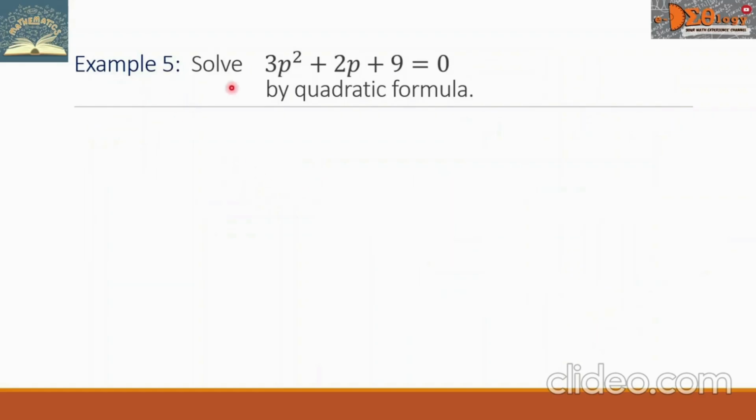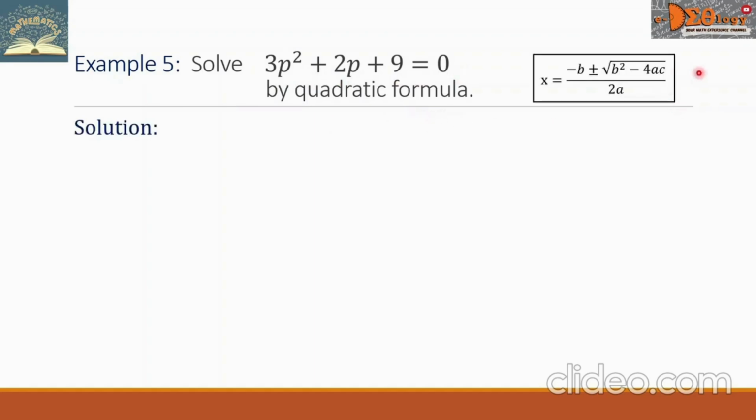Example 5. Solve 3p squared plus 2p plus 9 equals 0 by quadratic formula. Our quadratic formula is here. Now let us collect the values of a, b, and c. The a is the coefficient of p squared, so we write a equals 3. b is the coefficient of this middle term, so this 2 is the value of b. And the c is the constant, so we write here c equals 9.